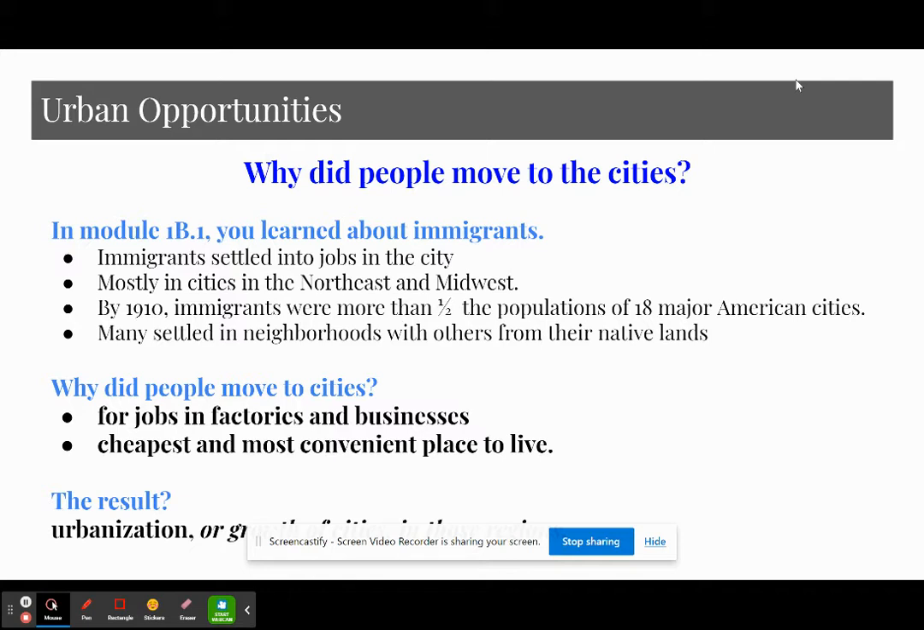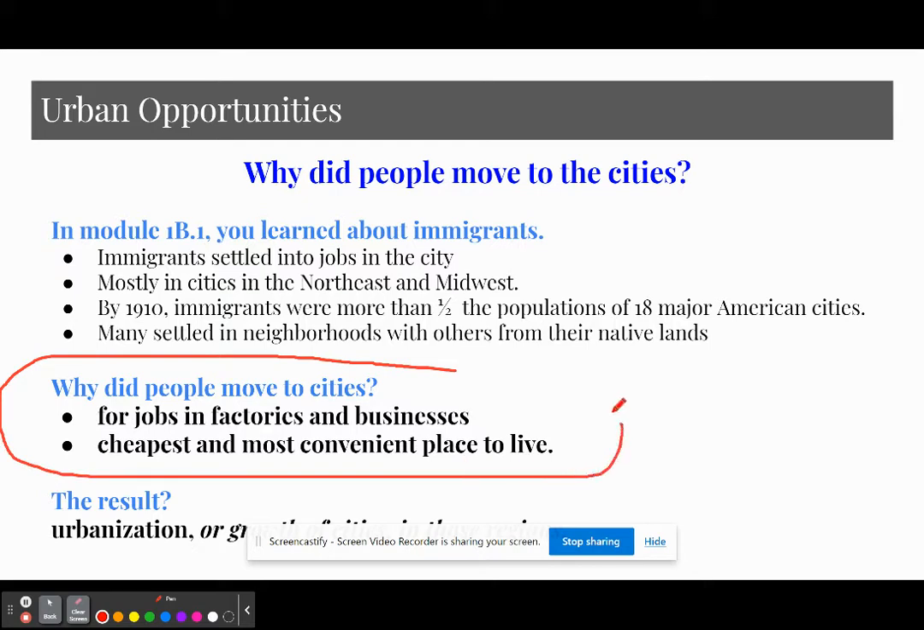Why did people move to cities? This is your first question on your guide. And in this module, I did go ahead and make sure that you have in bold some indication of what you should write down. So on your guide, why did people move to cities? They moved there for jobs in factories and in businesses. They also moved there because it was the cheapest and most convenient place to live. What was the result? It was urbanization, or the growth of cities.